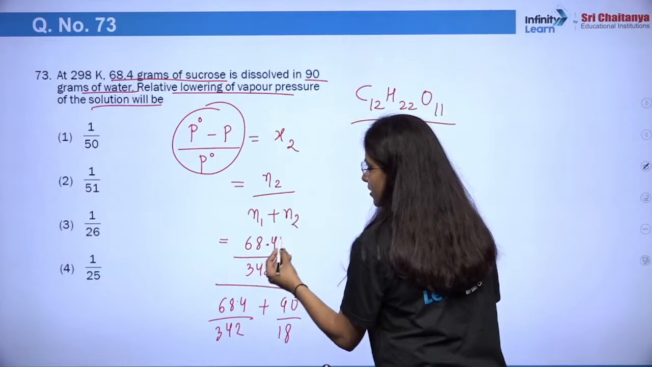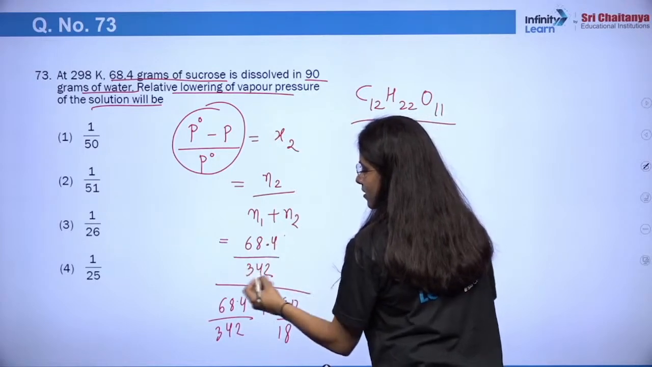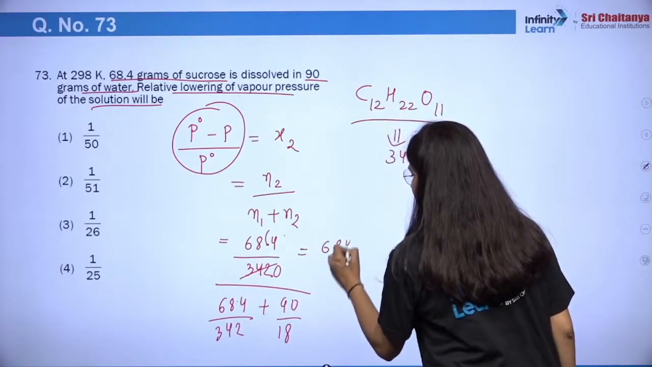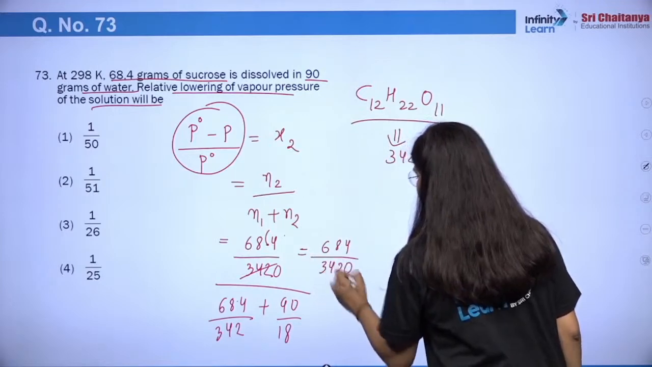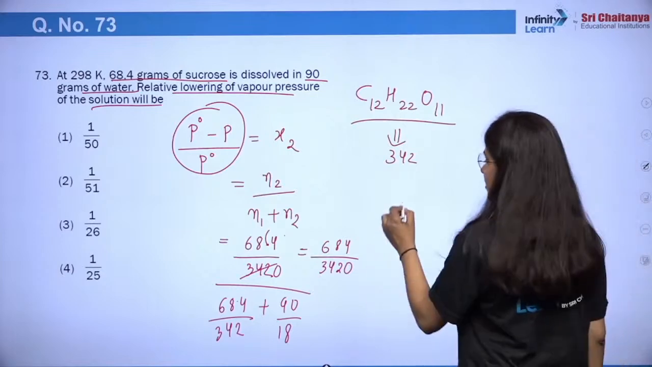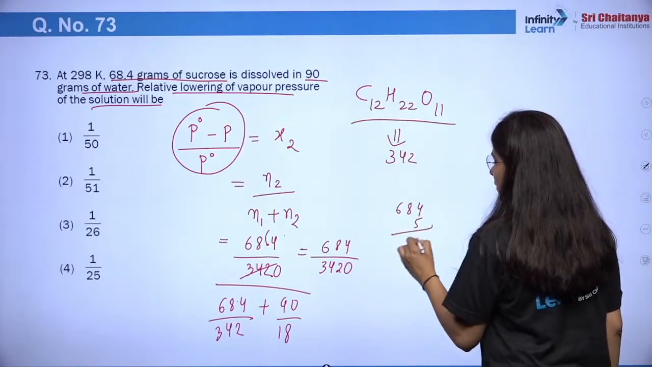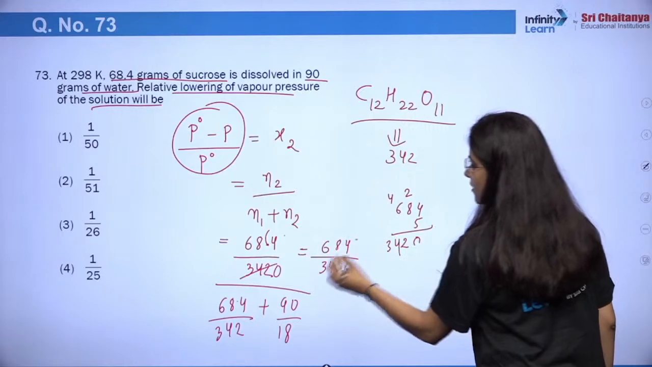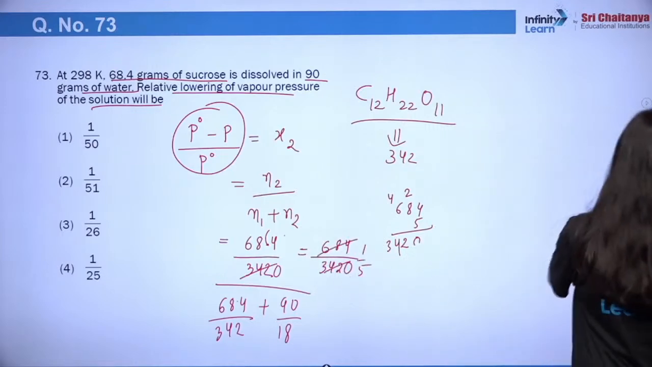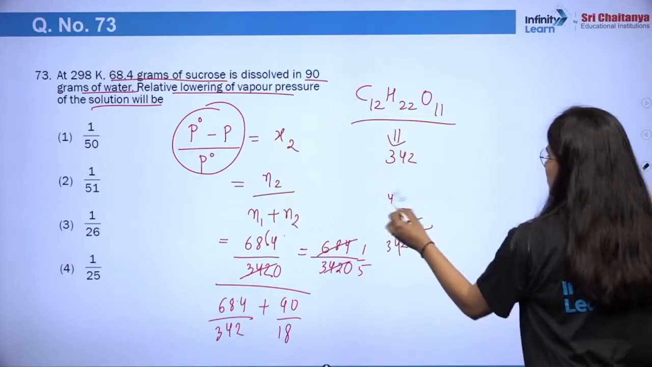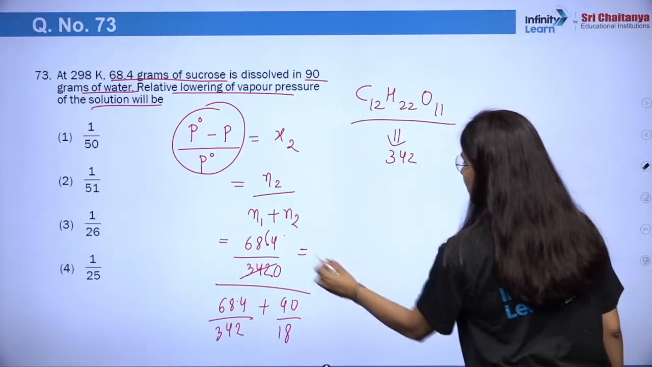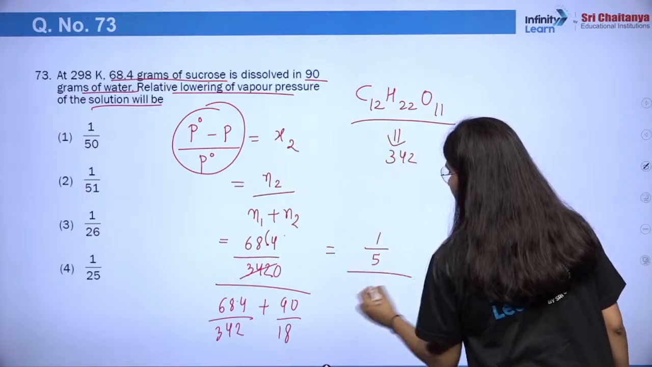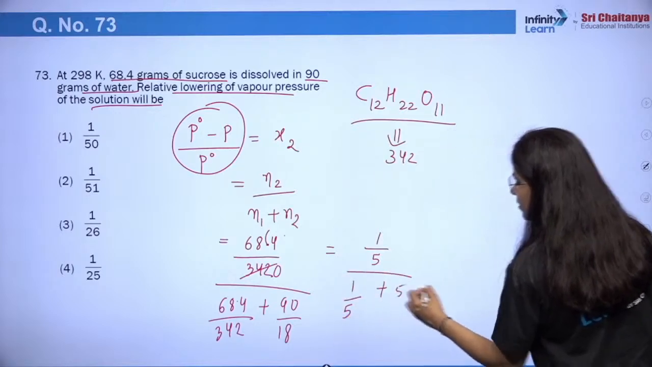So this will be, again, I'll remove this sign, so it will be 684 by 3420, right? When I multiply it by 5, 6 5s are 30, 3420. It will be 1 by 5, right? So I'll just write this. Let's erase this. I already know you might have got the answer till now. So it will be 1 by 5 upon 1 by 5 plus 5, right?